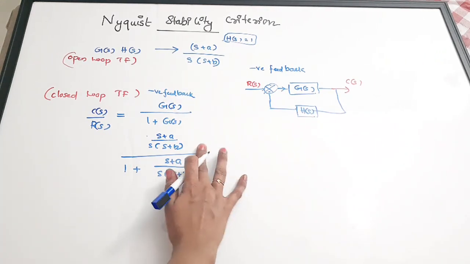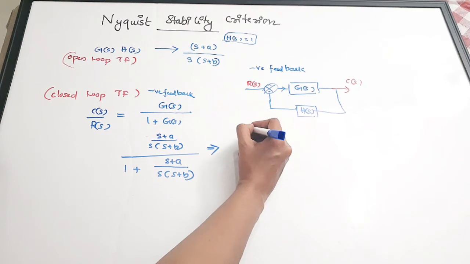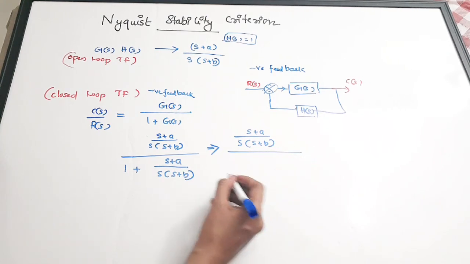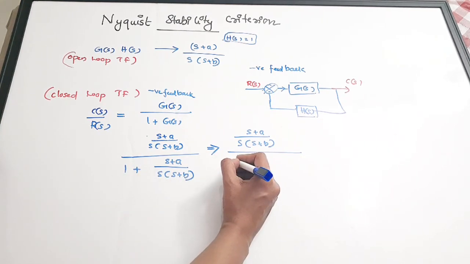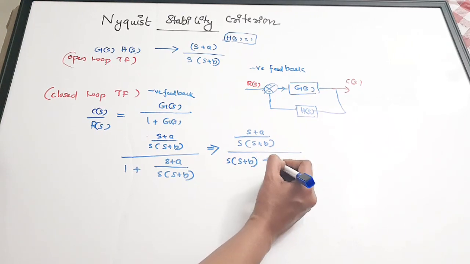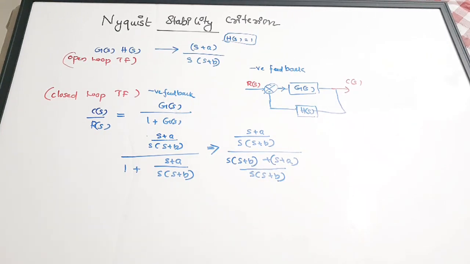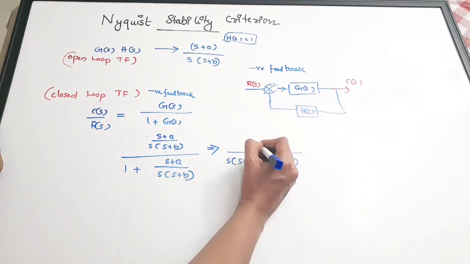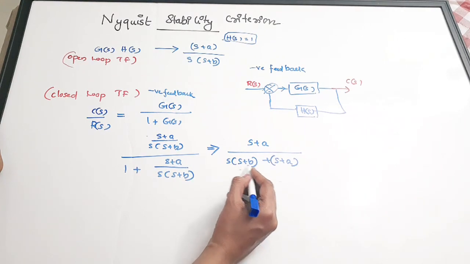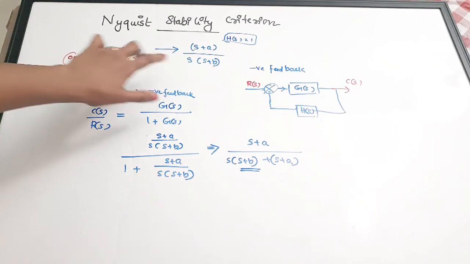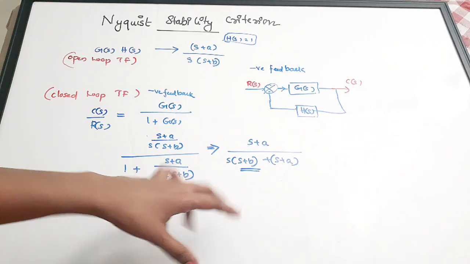Now there is a time for simplification. Simplifying, you will be getting S plus A by S into S plus B, by, just cross multiply this term in the denominator. So you will be getting S into S plus B plus S plus A, by S into S plus B. In this, you can cancel out this term in the numerator with this term in the denominator. And the resultant you'll be getting is like this: S plus A by S into S plus B plus S plus A. So this will be your closed loop transfer function. So you have obtained your open loop transfer function, and the closed loop transfer function equation also you have obtained.